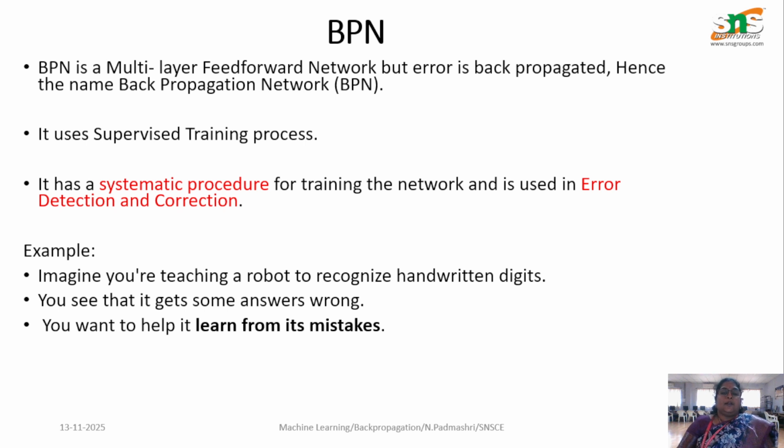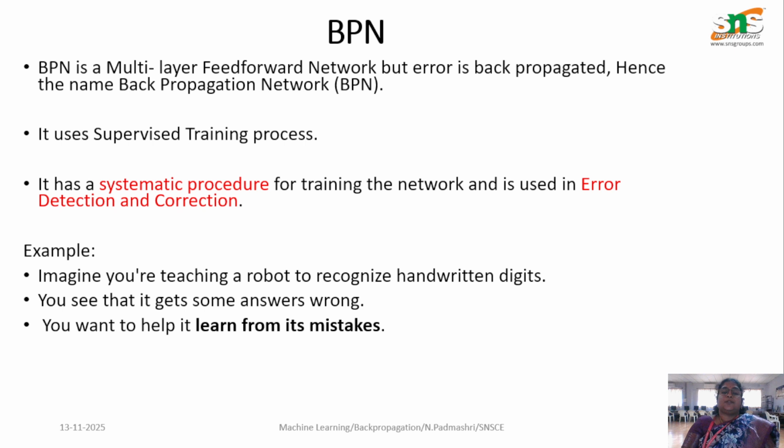So the ultimate goal in machine learning is to get an accurate output. The performance has to be improved. So this is going to be the ultimate aim, right? In BPN, we achieve that by back propagating the errors. So it has the name backpropagation network.